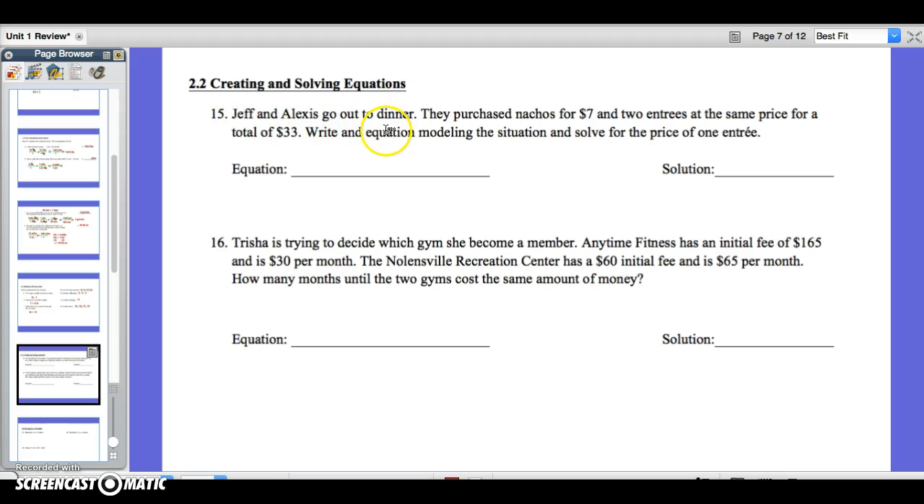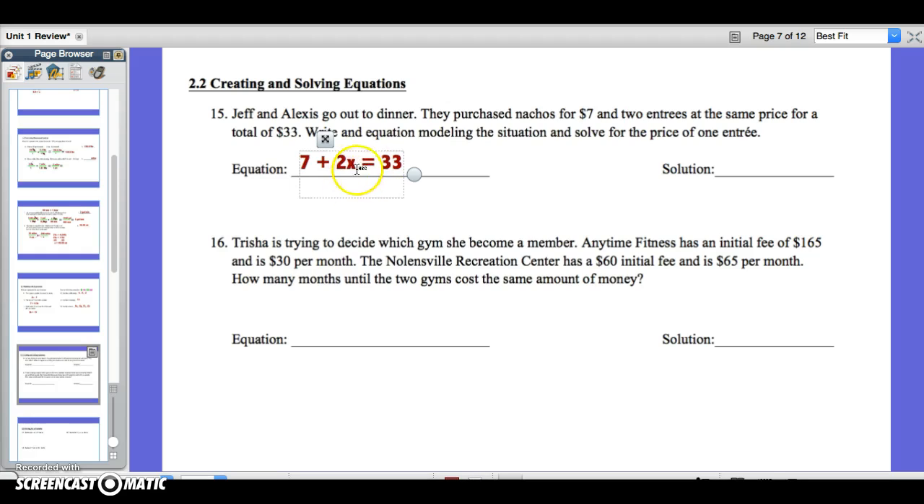Okay, so it's about Jeff and Alexis going to dinner. They purchase nachos and 2 entrees for a total of $33. So I'm thinking about the nachos. The nachos are $7, so we have that 7, and then plus their 2 entrees. We don't know how much they cost, so $7 plus the 2x, so 2 times whatever that price is. And then in total, they spend $33. So in total is telling me that I have that equal sign there and have them added together equaling the $33.